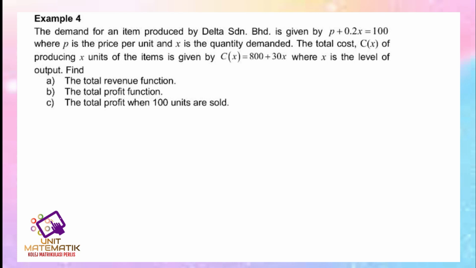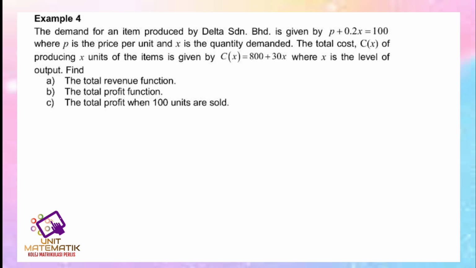The demand for an item produced by Delta Sdn Bhd is given by P + 0.2x = 100, where P is the price per unit and x is the quantity demanded. The total cost C(x) of producing x units of the item is given by 800 + 30x, where x is the level of output. A, find the total revenue function. B, the total profit function, and C, the total profit when 100 units are sold.